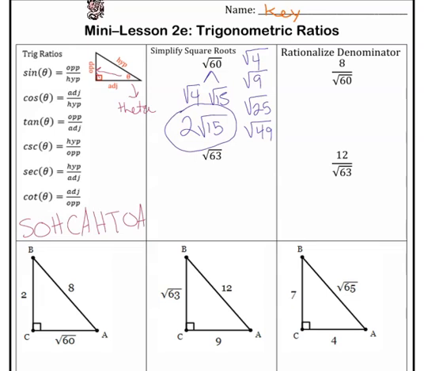For square root of 63, we cannot divide by 4 or we'll get a decimal, but we can divide by 9. 9 times 7 gives you 63. The square root of 9 is 3. 7 is a prime number, so it doesn't have any more perfect squares.